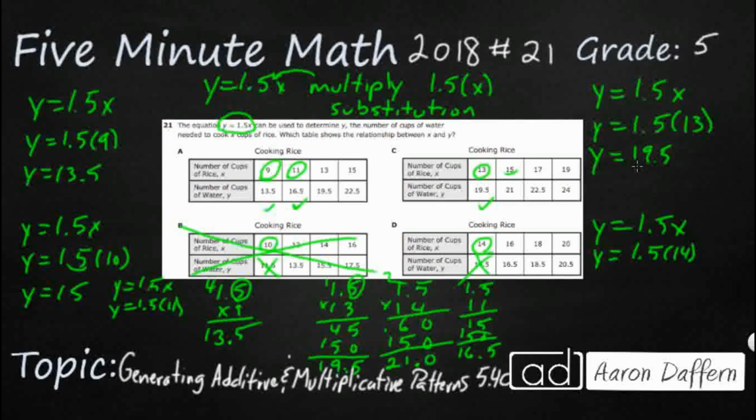So let's just see what 15 looks like. y equals 1.5x. y equals 1.5 times 15. It's like 15 times 15. So 15 times 1.5, that's going to be 75, and that's going to be 15. So we're going to add that up. That is going to be 22.5. Incorrect. Our answer is A.